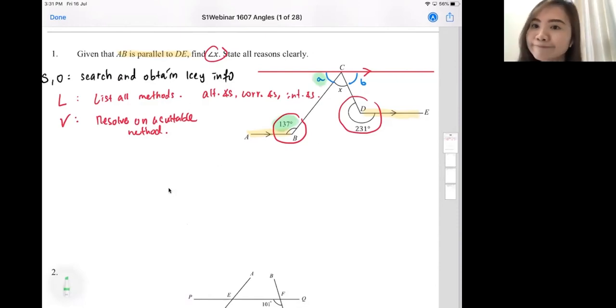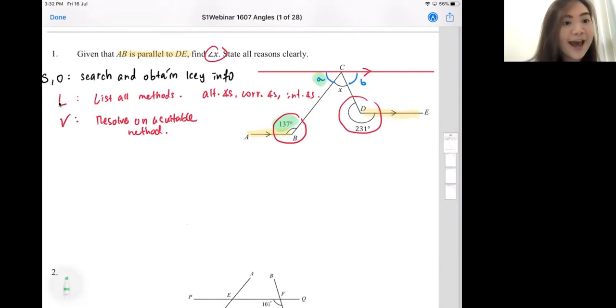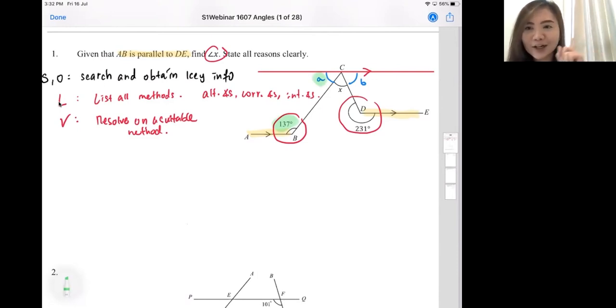Who knows? Brian. Yes, thank you very much, Brian. 180 minus 137. What's this angle property called? So Brian has chosen interior angles. Yeah, sum of interior angles, very good. Good job.